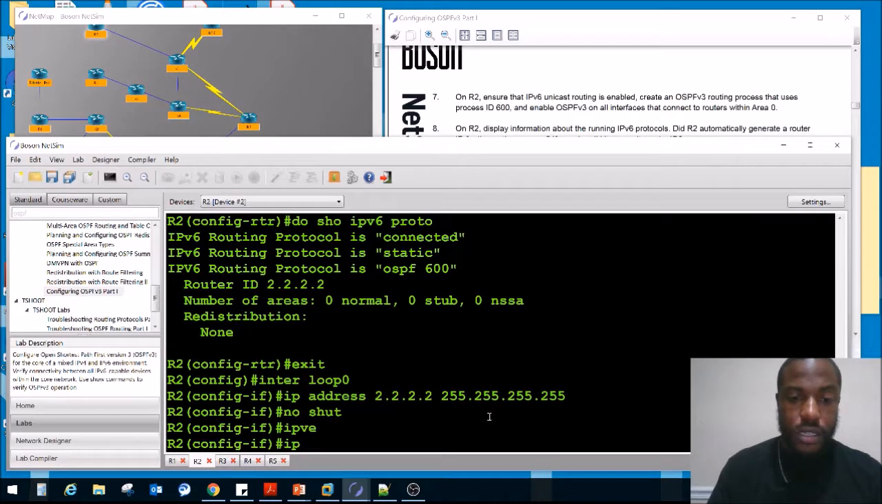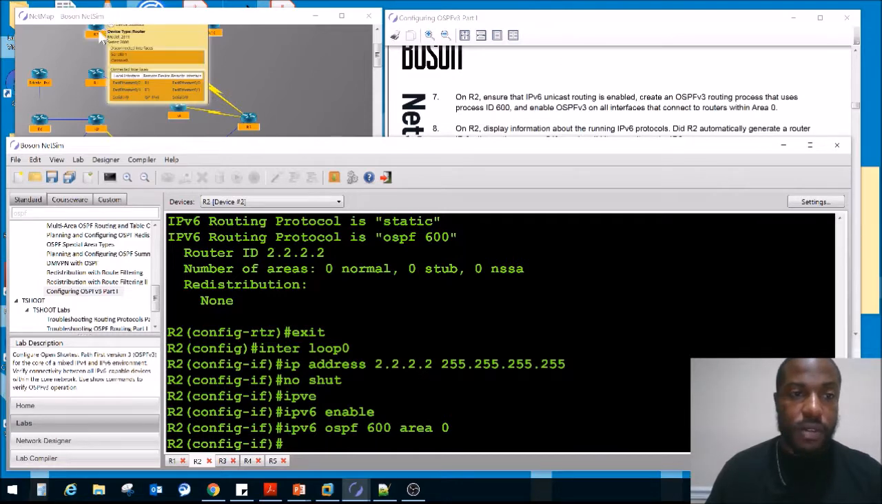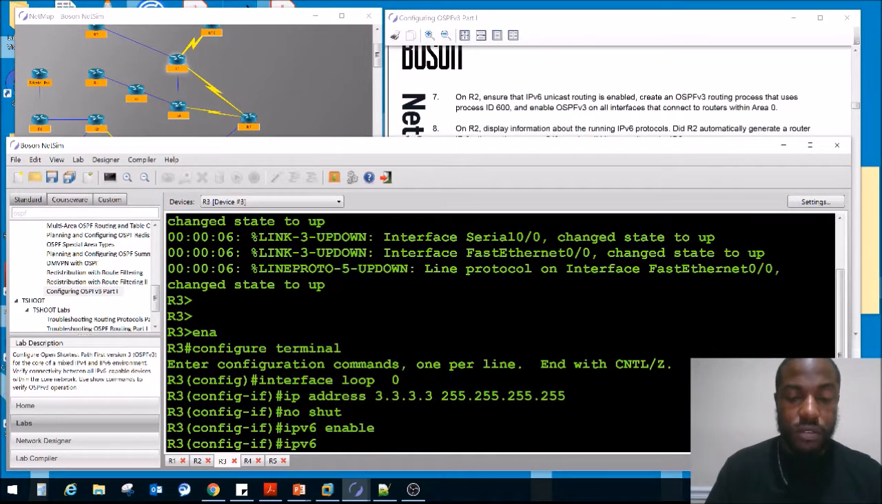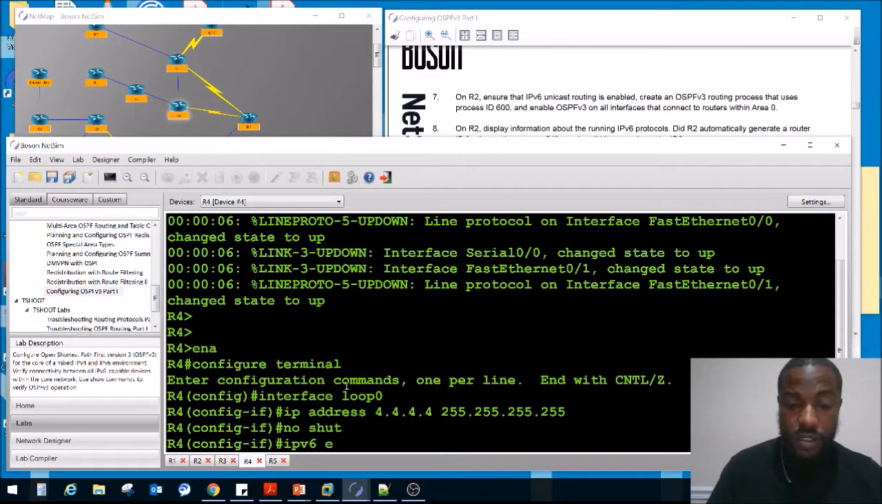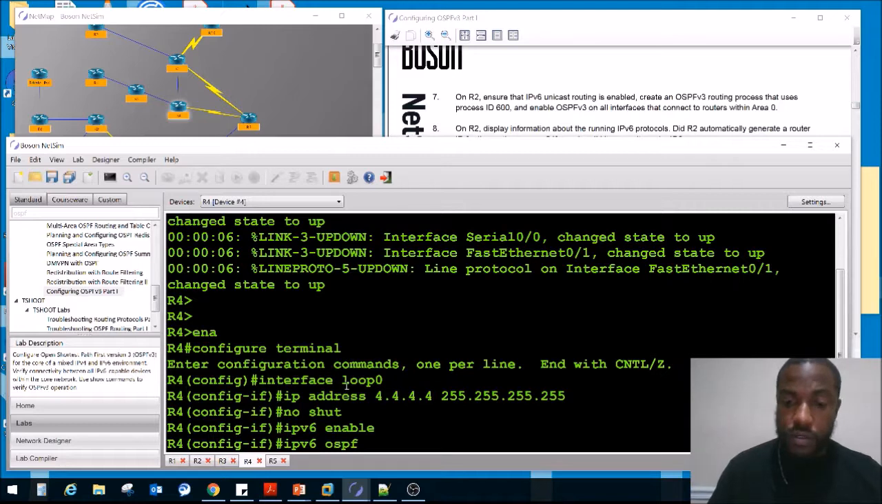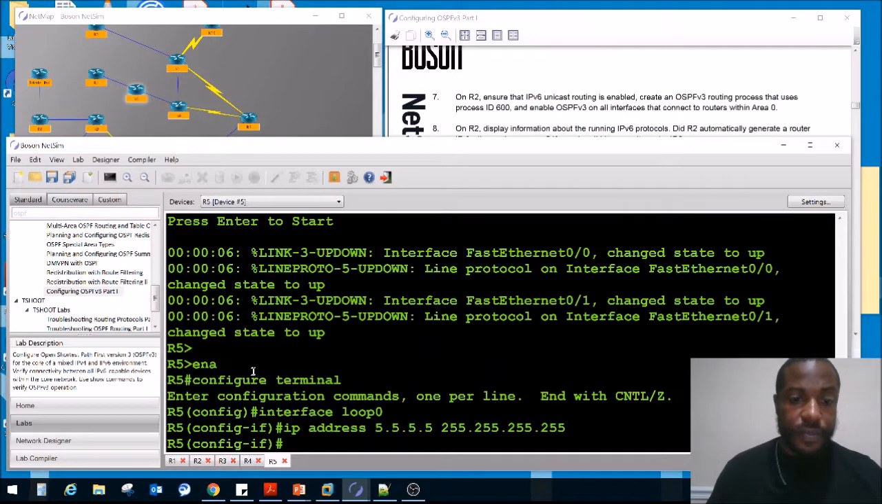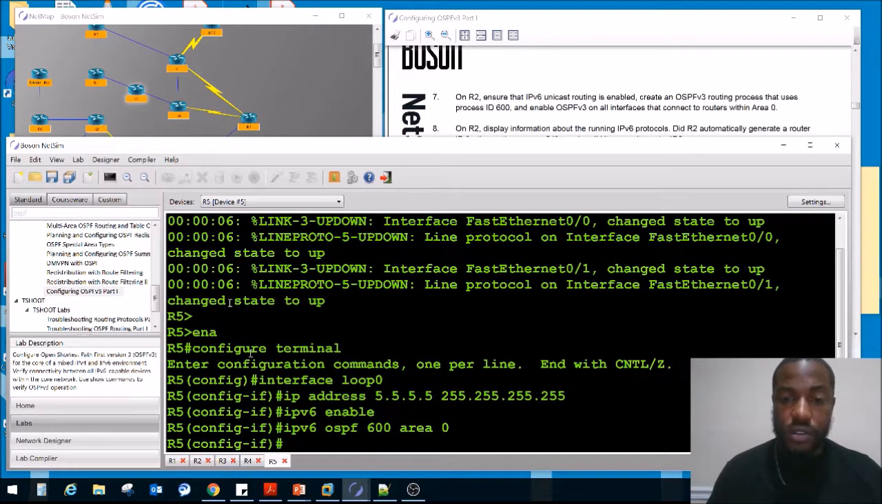IPv6 enable, and we're gonna say IPv6 OSPF 600 area 0. Same thing with router 3: IPv6 enable, IPv6 OSPF, my bad, 600 area 0. It didn't mention anything about that command right there. That's pretty weird, but let's go to router 4 and do the same thing. IPv6 enable, IPv6 OSPF 600 area 0. And then same thing with router 5: IPv6 enable, IPv6 OSPF 600 area 0.